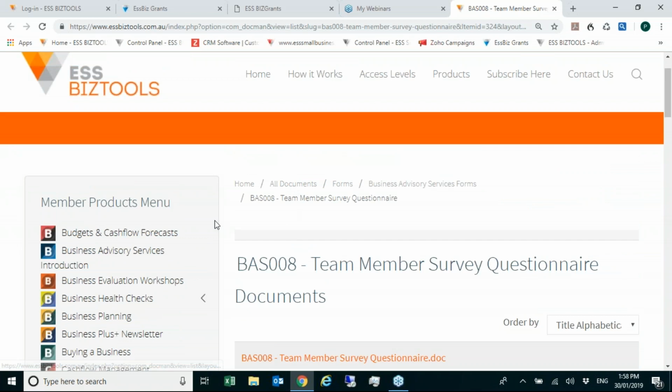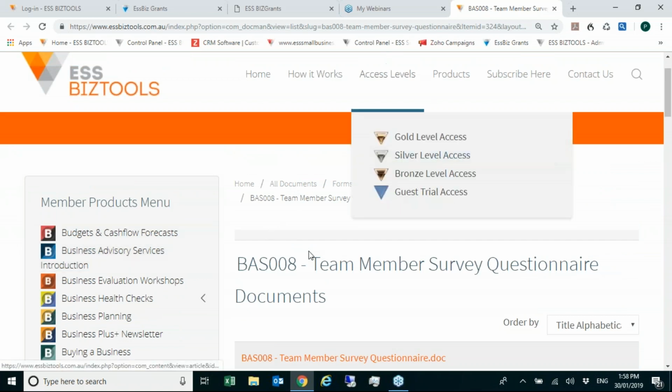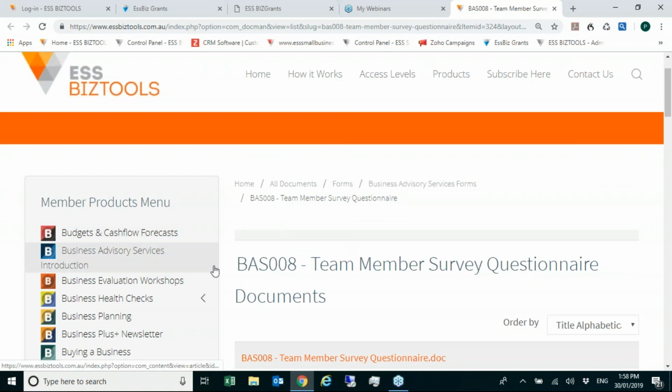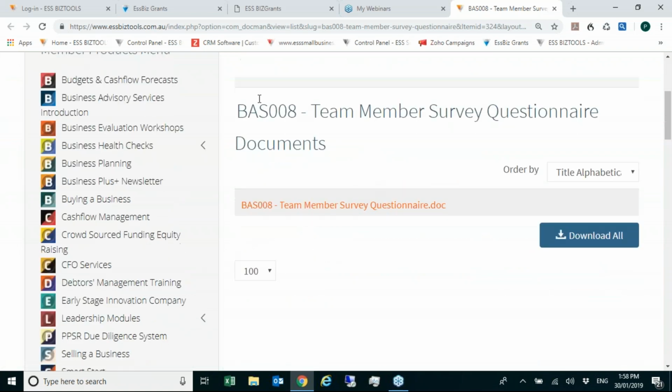So your budget and cash flow forecast, are they actually Excel templates to be used? Yeah, there's templates there that you can go through and use. But I just wanted to show you.